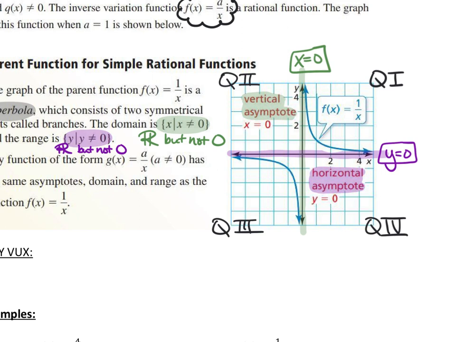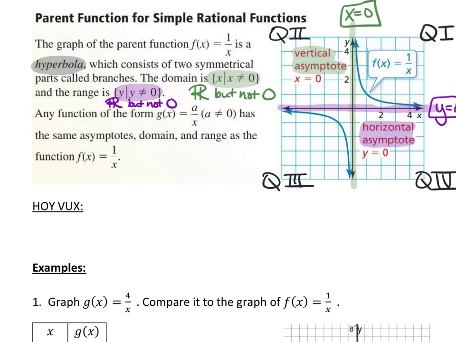Now, one thing that we want to be able to do, this horizontal asymptote is y equals 0, is remember the acronym HOI-VUX. Do y'all remember learning about the acronym HOI-VUX in Algebra 1? Yeah, I hope so, because some of you had me for your teacher in Algebra 1. When we do HOI-VUX, we used to write it like this, on purpose.